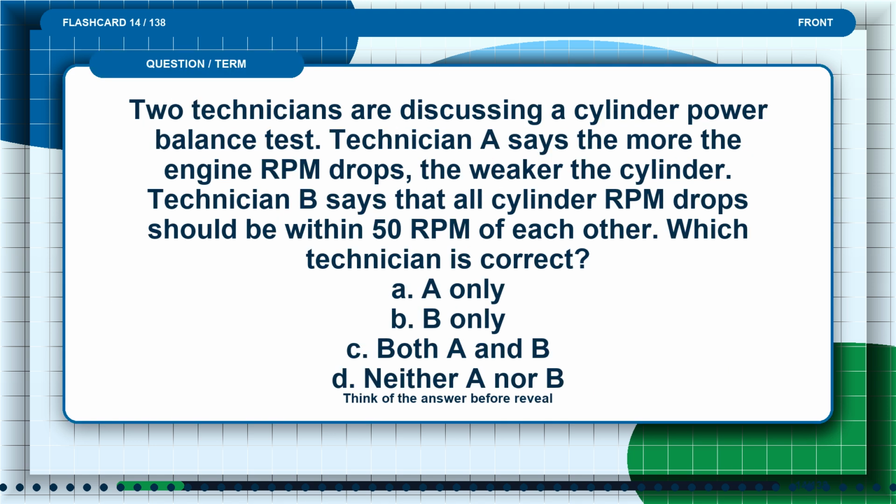Flashcard 14. Two technicians are discussing a cylinder power balance test. Technician A says the more the engine RPM drops, the weaker the cylinder. Technician B says that all cylinder RPM drops should be within 50 revolutions per minute of each other. Which technician is correct? A only, B only, C, both A and B, D, neither A nor B. Pause and think of the answer before the reveal.